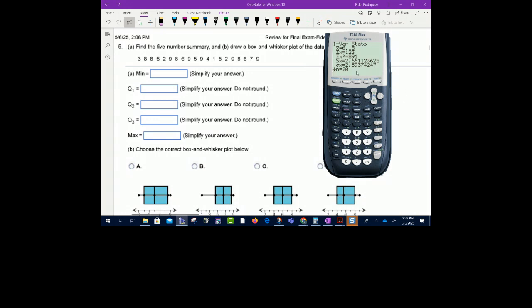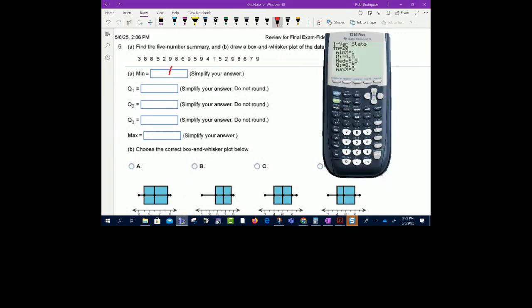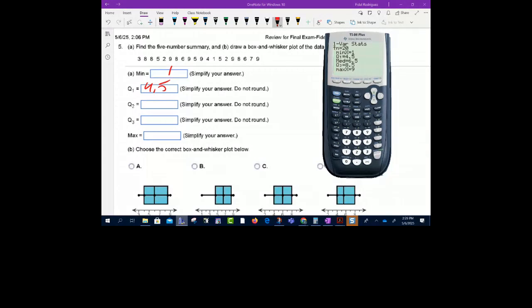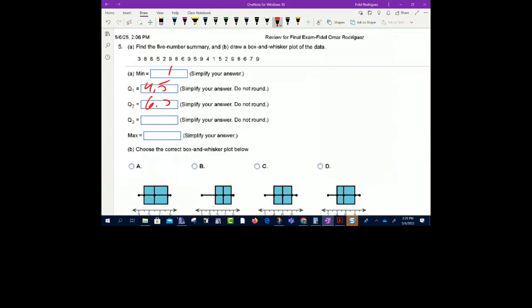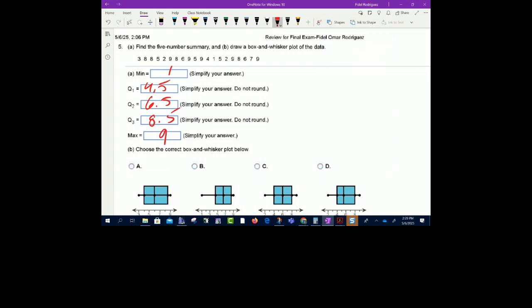Okay, look, y'all, I'm going to scroll down my list. And look what it's telling me. My minimum is 1, so let's enter that in. My Q1 is 4.5. And my median, which is the same thing as my Q2, is 6.5. And I believe this one was, oops, not 8.8, but 8.5. I come back to my thing here, and my maximum should be 9. Okay.